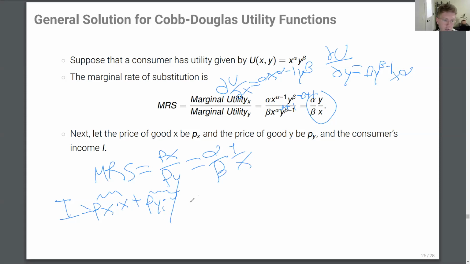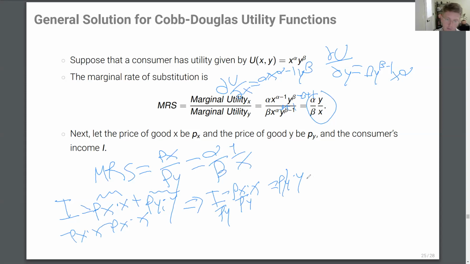Okay, so what I'm going to do here is subtract PX times X from both sides. So what does that give us? That gives us income minus PX times X is equal to PY times Y. I'm just going to divide by PY all through here. So the PY's cancel, and then I'll be left with this.